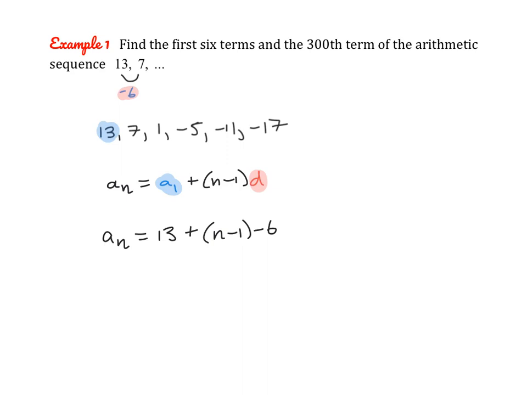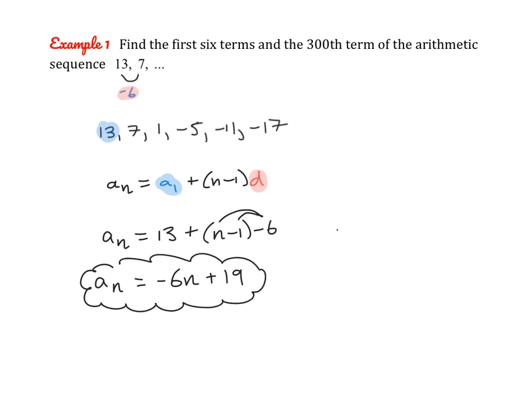I usually like to rewrite this. I like to distribute and combine like terms here. So a sub n equals -6n plus 19. It's just a little bit easier for us to work with. So again, this is our formula. Using the formula, we could really easily find that 300th term.